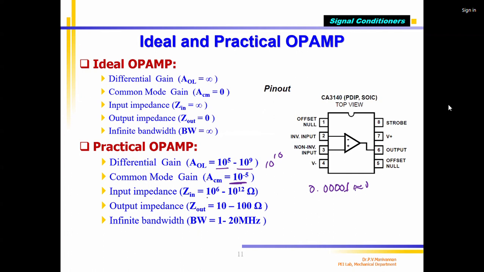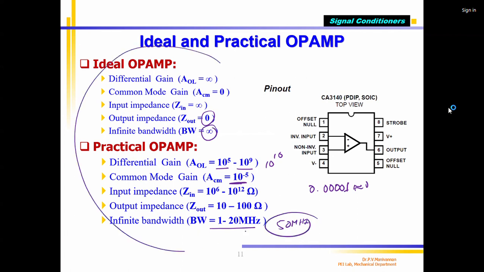Then input impedance, Z-in or R-in, will be 10 power 6 to 10 power 12 ohms only, not infinity. Then output impedance, Z-out, I want 0, it will be in the order of 10 ohms to 100 ohms, sometimes even a little higher, 500 ohms also. It can vary; I am giving approximate values only. Input bandwidth, I want infinity. Most op-amps have 1 to 20 megahertz, or at best 50 megahertz in special amplifiers. So these points are very, very important.